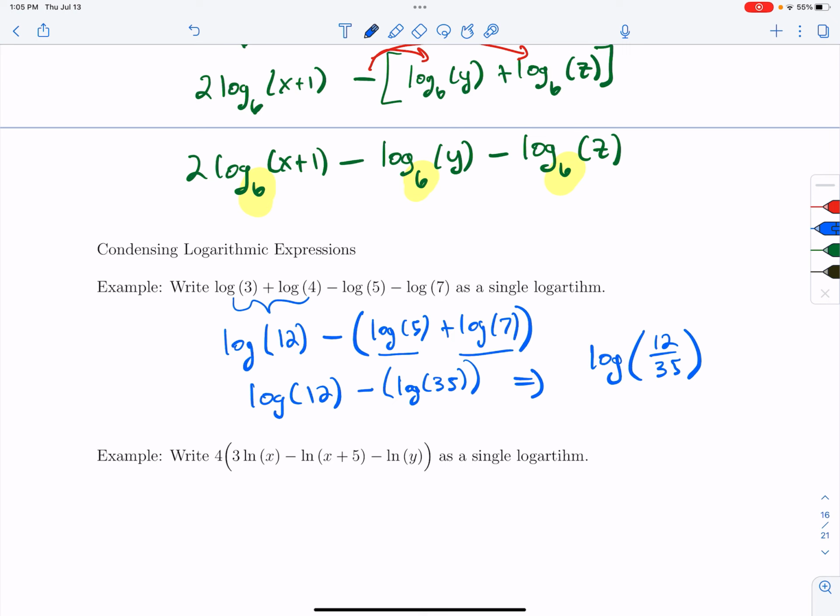All right, and then this next one, I'm going to work what's inside the parentheses first. This quotient, this power is going to become an exponent. So 4 times ln x cubed. Again, I'm going to factor out the minus. This will be ln of x plus 5 plus ln of y. And close that outside parenthesis.